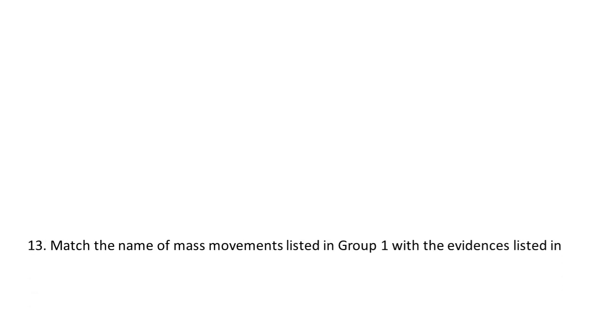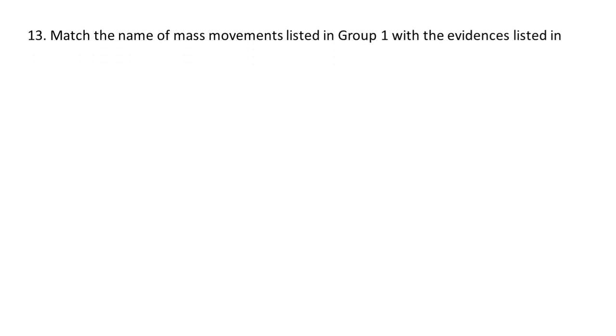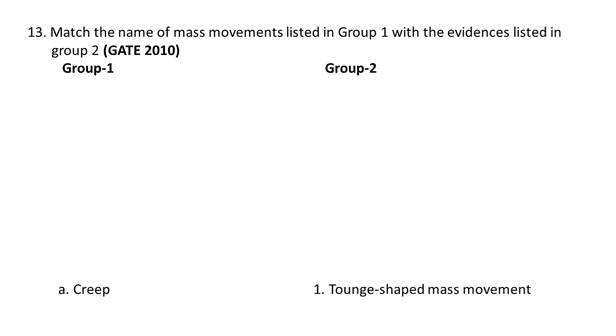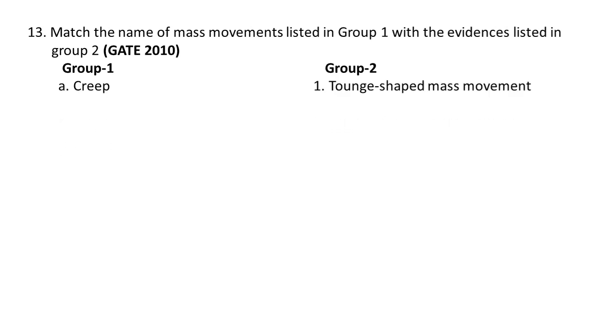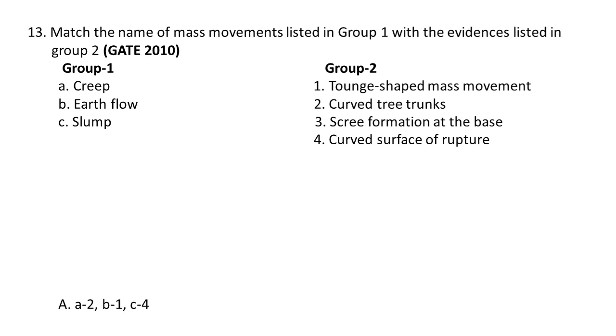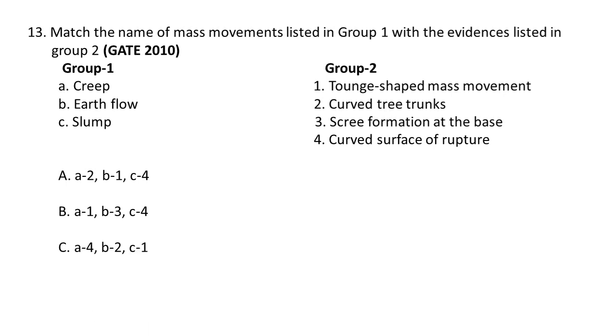Next question. Match the names of mass movements listed in group 1 with the evidences listed in group 2. So, here group 1 and group 2 are given. Group 1 is creep, earth flow, slump, and in group 2 tongue shaped mass movement, curved tree trunks, scree formation at the base and curved surface of rupture. So, here the options are given as A, B, C and D.